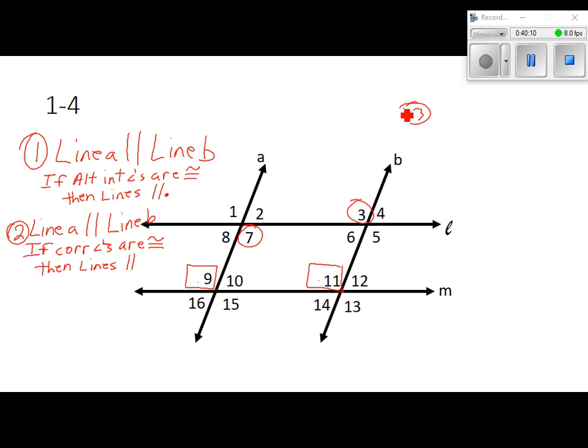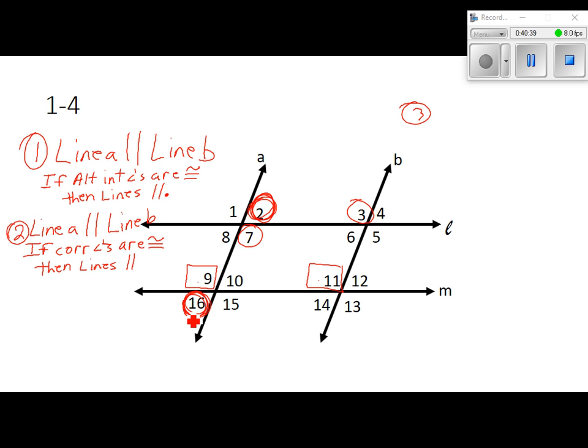Number 3, what's number 3 say? Angle 2 is congruent to angle 16. Which transversal connects those? A. So we're gonna get rid of B. What kind of angles are 2 and 16 to each other? Alternate exterior.